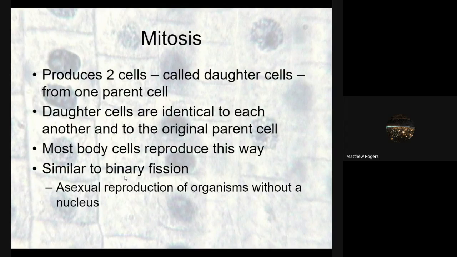Most of these cells are body cells. So they're basically everything in your body that makes up all your cells. So you've got brain cells, you've got all these other things. All the cells in our body.